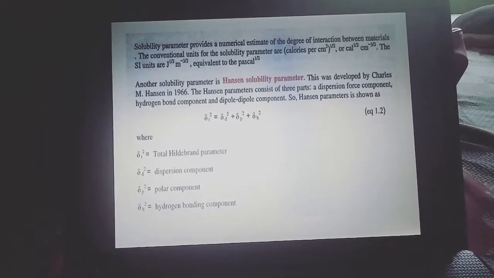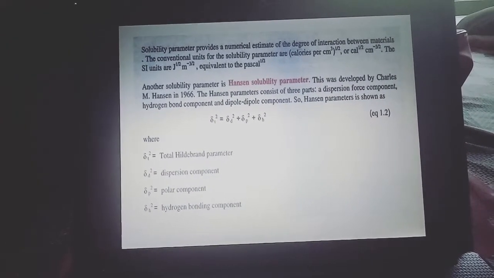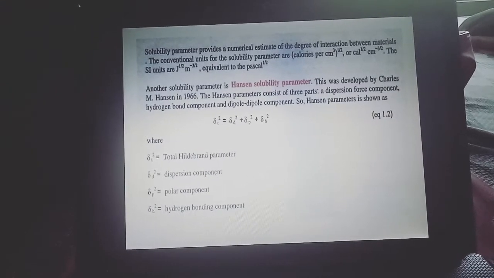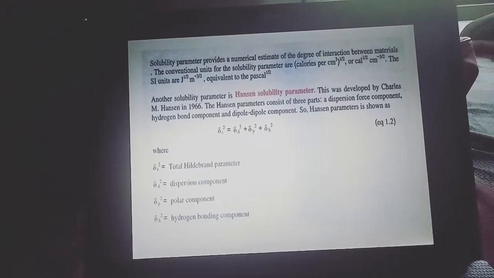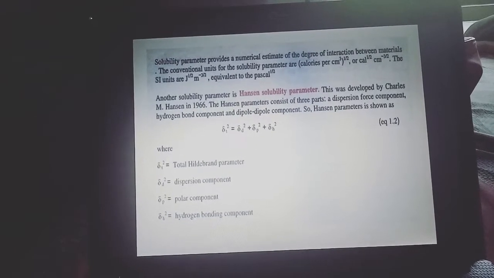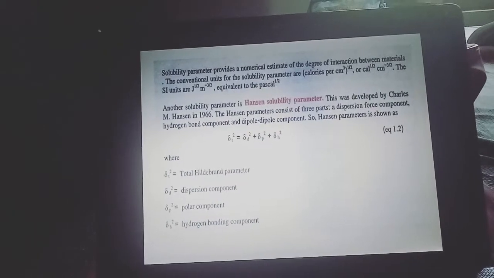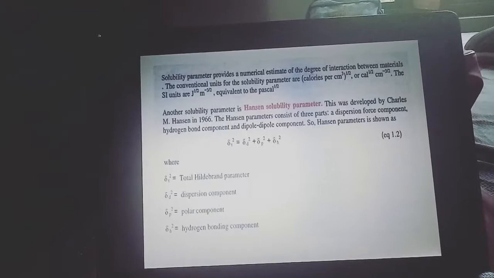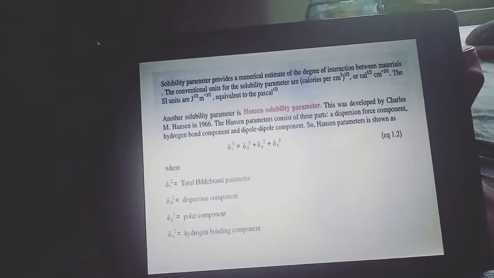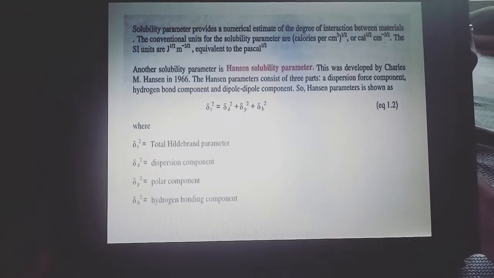Hansen parameter formula you can see. This is the formula of the Hansen solubility parameter. Here delta T square is the total Hildebrand parameter, delta D square is the dispersion component, delta P square is the polar component, delta H square is the hydrogen bonding component. Okay, this is the sum of these components. This is the Hansen solubility parameter.